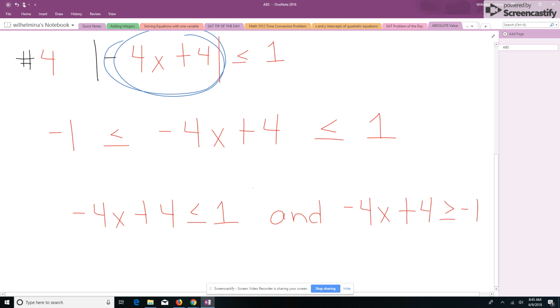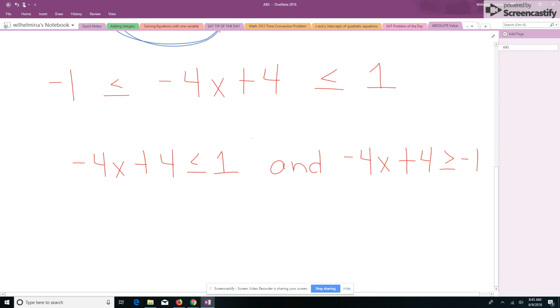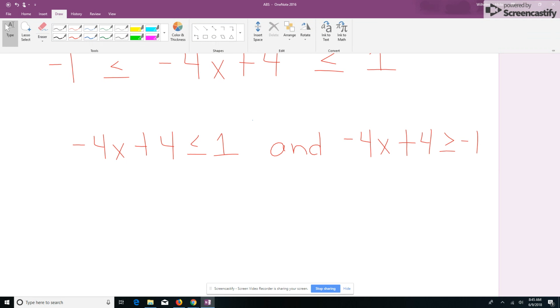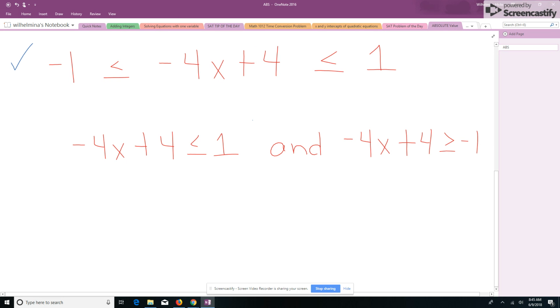Now, if you are solving it with the and right here, both of these are the same. Both of these equations here are the same. It's just a different way of writing. This is called a three-part inequality. This is your compound inequality with an and statement. Okay, so we go ahead and solve this. Now remember with inequalities, you have to switch the sign when you divide by or multiply by a negative.